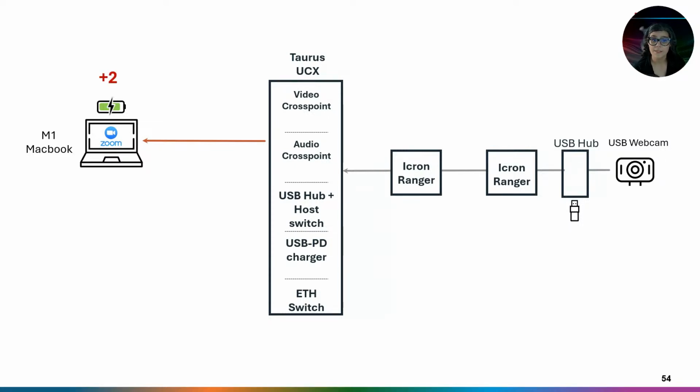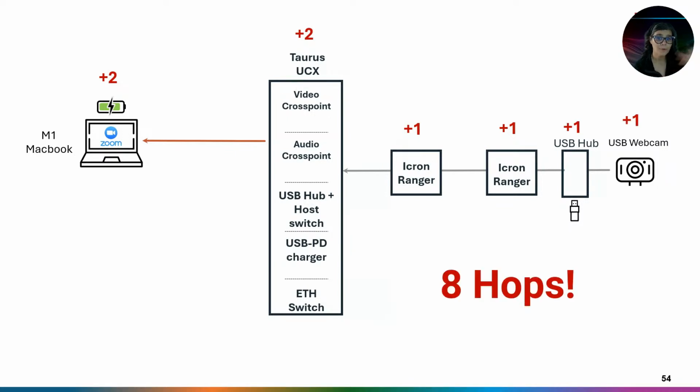We've got a MacBook that's 2 tiers. We've got our Taurus that's 2 tiers, and then we put in 2 Icron Rangers, and then into that Icron Ranger a USB hub. That brings us, by the time we are able to get that webcam on the other side of the room plugged in, we're at 8 hops. And that MacBook is not going to be able to see and access that webcam.